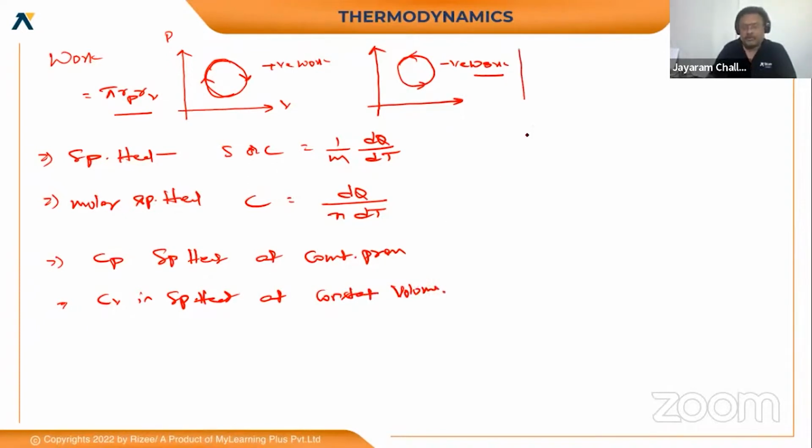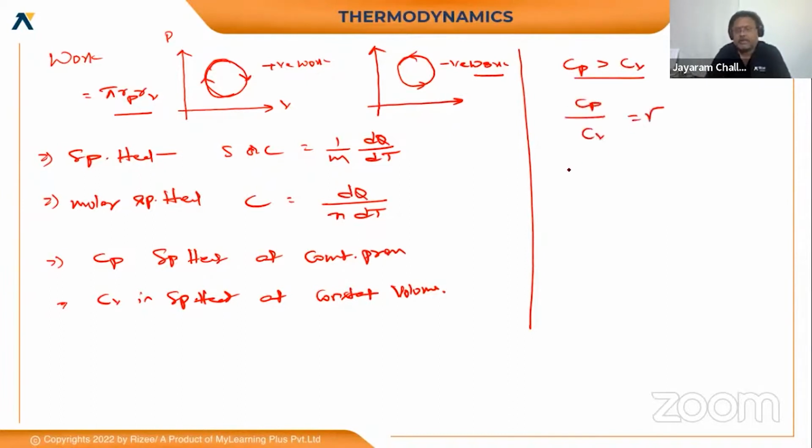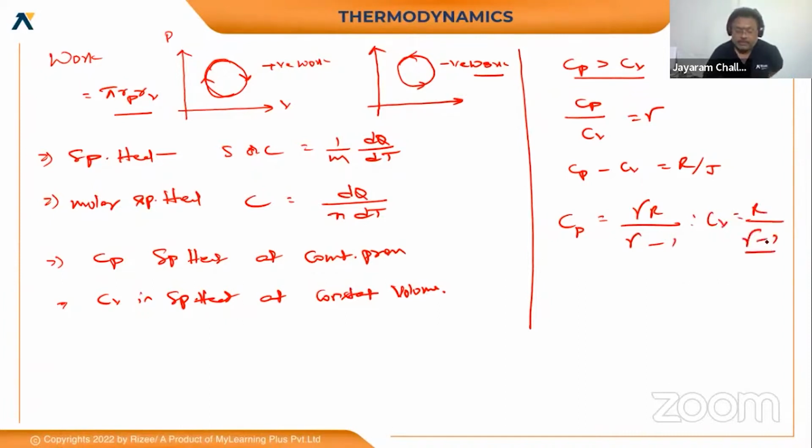As you know, Cp will always be greater than Cv, or Cv will be less than Cp. Cp by Cv is equal to gamma, and Cp minus Cv is equal to R. In terms of gamma, these are the different relations: Cp is equal to gamma R by gamma minus 1, and correspondingly Cv is equal to R by gamma minus 1.